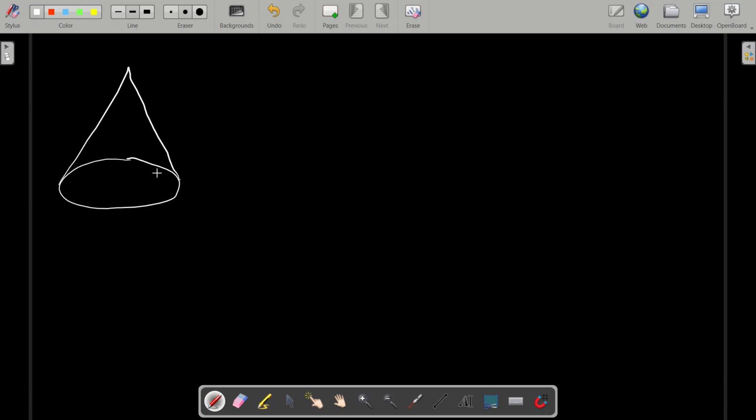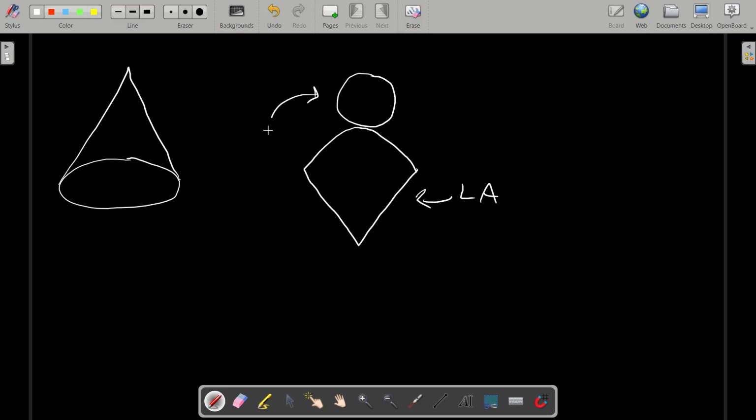Whenever I take this shape and unfold it to create its net, the base is a circle, and the rest of the cone unfolds to look something like this. So if I'm finding the lateral surface area, I'd be finding the area of this weird shape here. Whereas if I'm finding the total surface area, I'd be finding the area of both of these shapes.